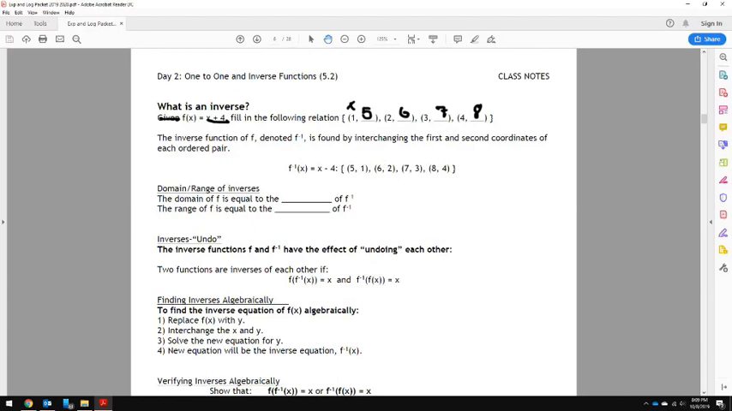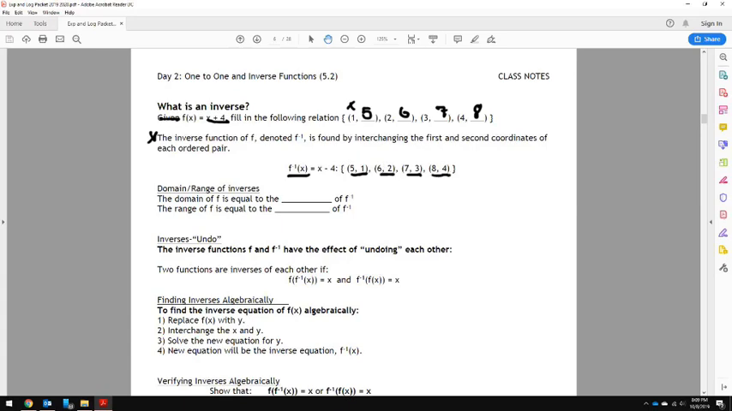It reads on to say, the inverse function of f, denoted by f inverse, is found by interchanging the first and second coordinates of each ordered pair. So basically, the inverse of f of x is going in and changing the x and y's and flipping them, just like what you see before.